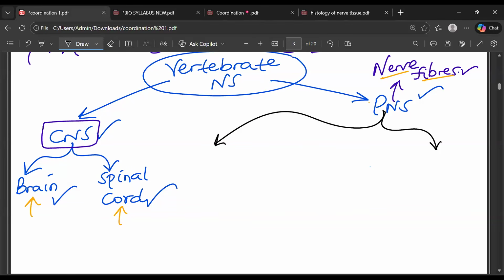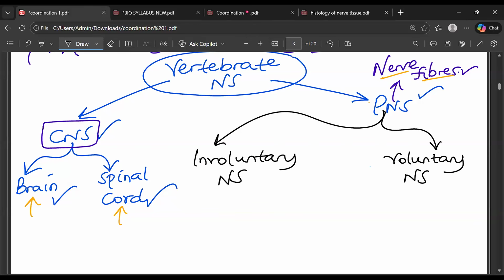So we have, when I say NS, I mean nervous system. We have the involuntary nervous system and then the voluntary nervous system. I want you to listen. The involuntary nervous system is what they call the autonomic, because of automatic, because everything happens automatically. So, autonomic.